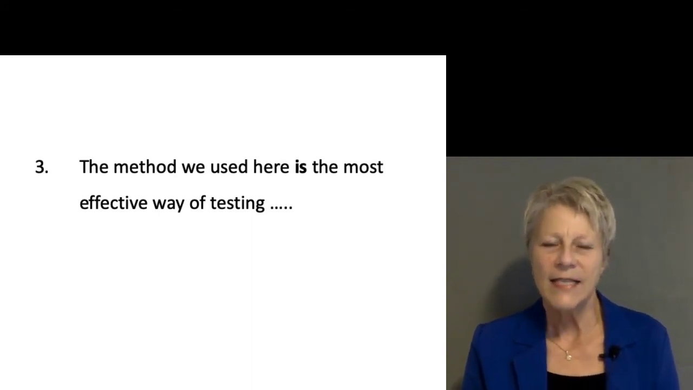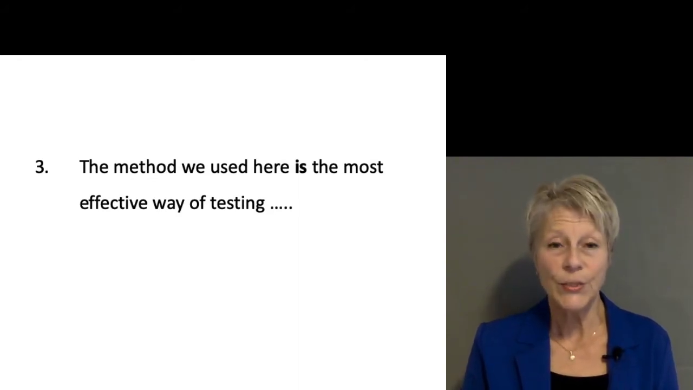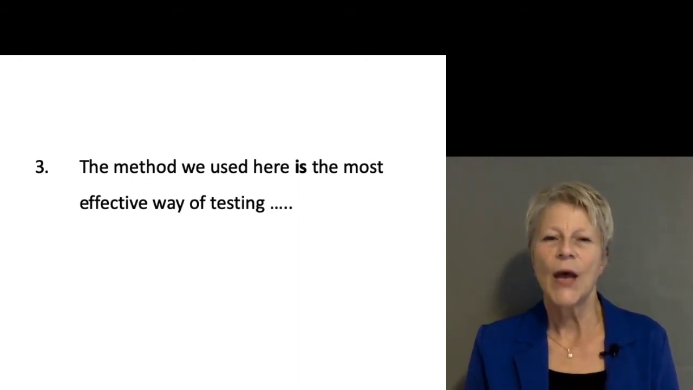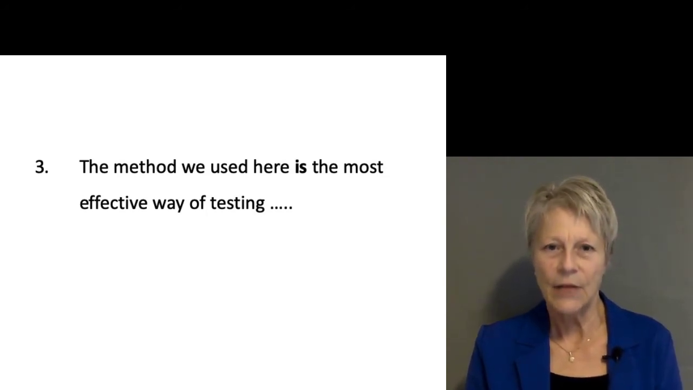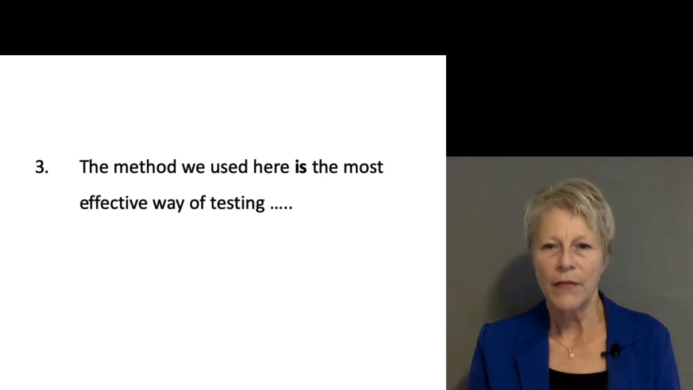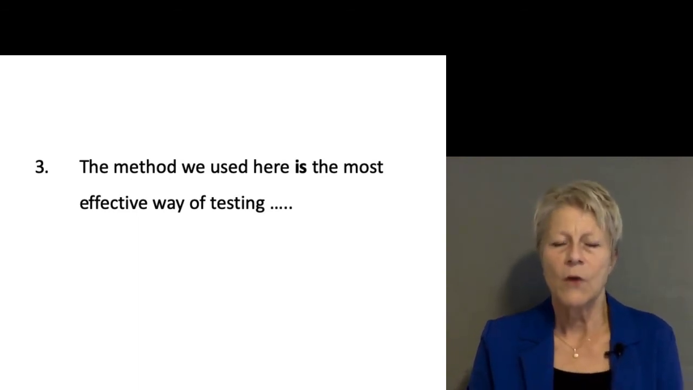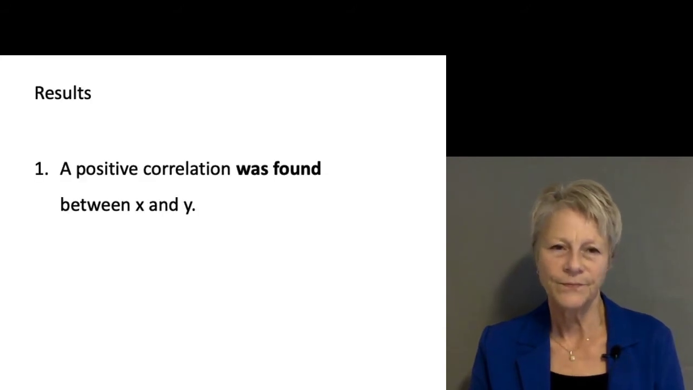Now in this sentence you see a simple past structure, we used, as well as a simple present structure, is the most effective way. You use the simple past to point at a moment in the past, and then there's a switch to the present because the method is at this moment the most effective way of testing common knowledge.